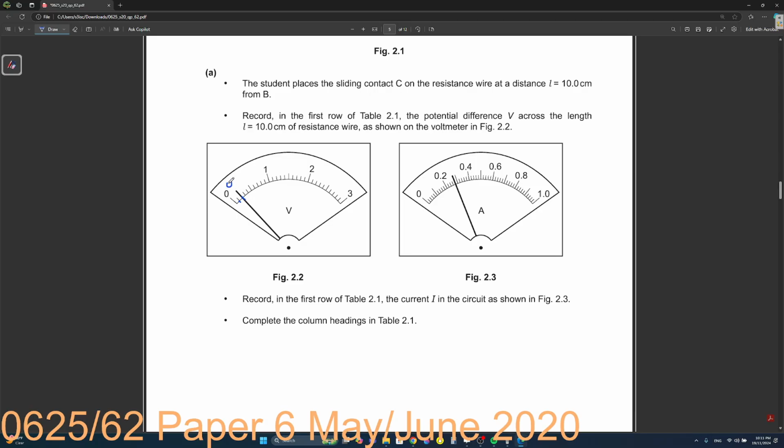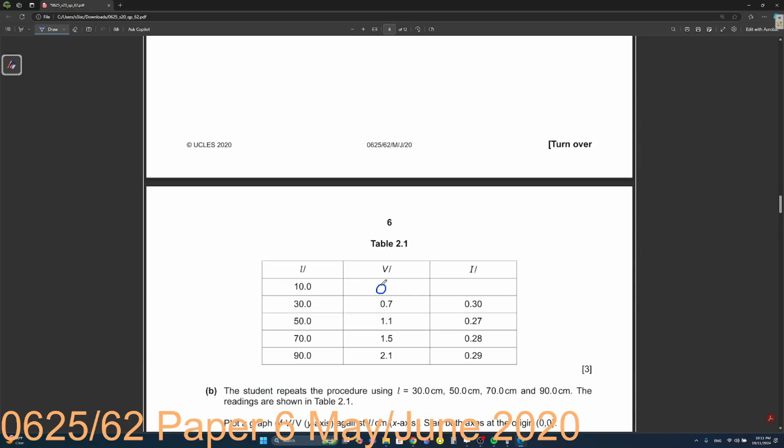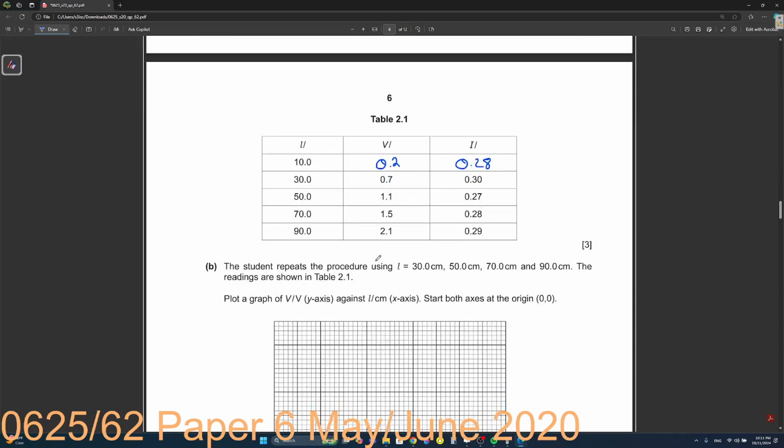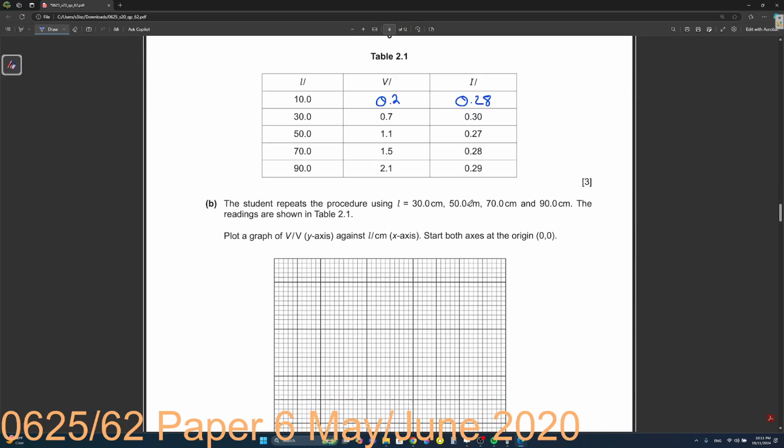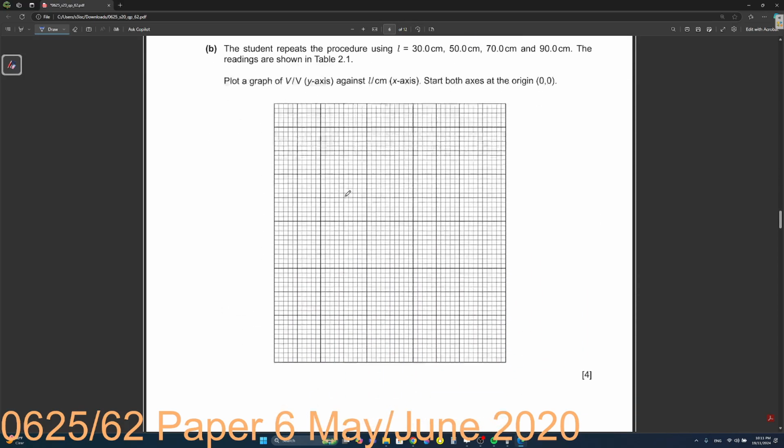This is going to be 0.2. Okay. And over here, 0.4, and we have 10 blanks. So 0.4 minus 0.2 is 0.2 over 10 blanks, 0.02. So this is 0.22, 0.24, 0.26, 0.28. So over here, we're going to fill in for the voltage 0.2 and here 0.28. The student repeats the procedure using L equals 30, 50. However, they want us to plot a graph.